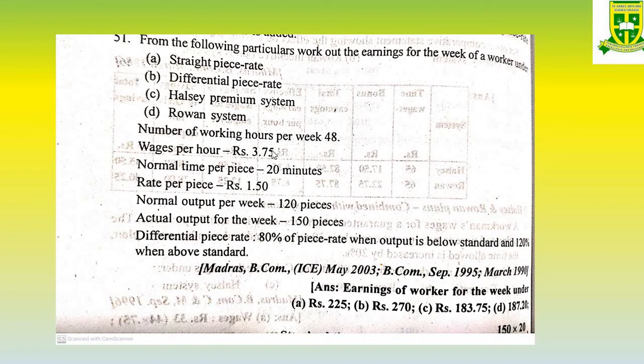It is given in a hidden way, so you have to calculate the standard time. Rate per piece is 1.50. Normal output, the standard output per week, is 120. Actual output is 150, and the differential rate is 80 and 120. If your performance is above standard, you should pay 120. If it is below, you should pay 80. This will be applicable for the second stage. Now we can go for the sum.